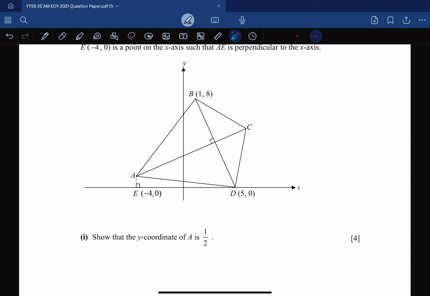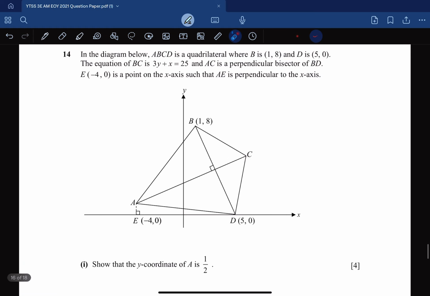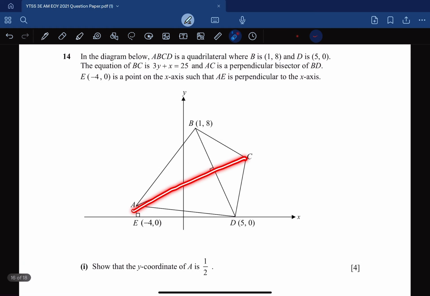So over here, in order to find the y-coordinate of A, what can I do? Since A lies on the line AC, maybe what I can do is to find the equation of line AC. Remember, to find the equation of any straight line, I need two things, one point and gradient. So let's start by finding the midpoint of BD. Because since AC is the perpendicular bisector of BD, the midpoint lies on line BD.